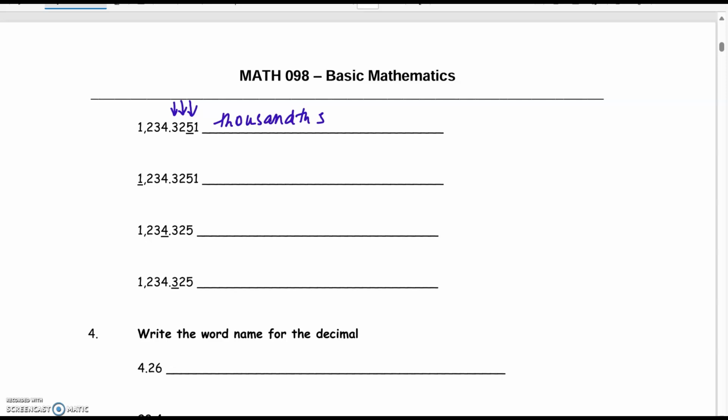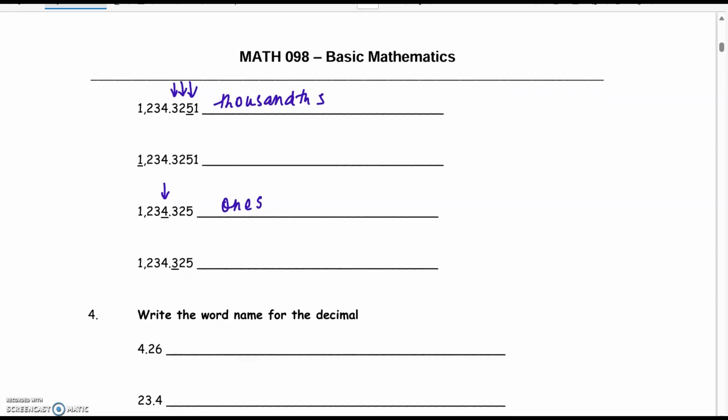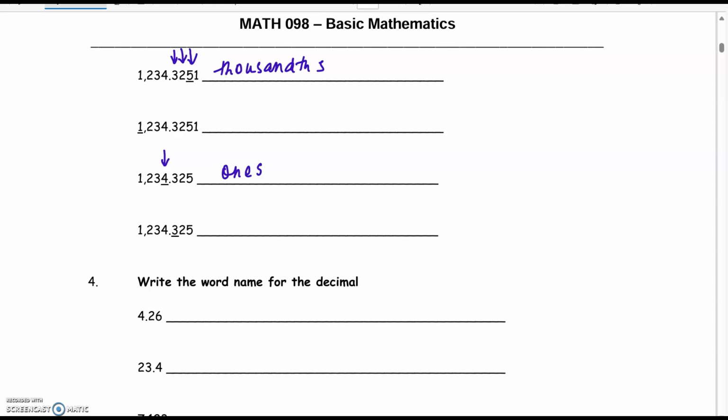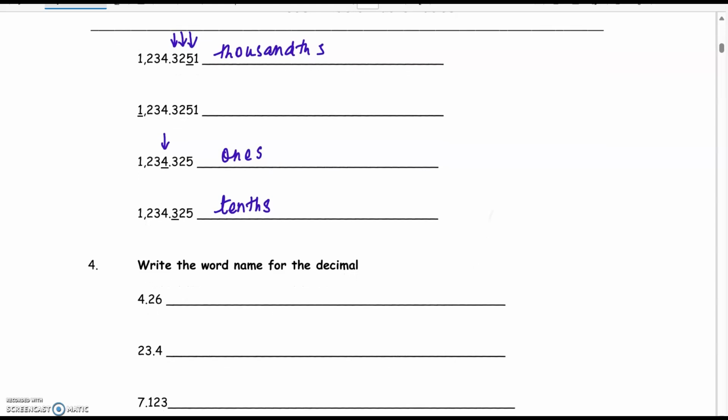And I think we've done this. This is thousands. This is the ones place. It is in the whole number part of it. It's in the ones place. This is the first number after the decimal point. So it's in the decimal portion of the number. It is in the tenths. That is the first place value after the decimal point. It's tenths.